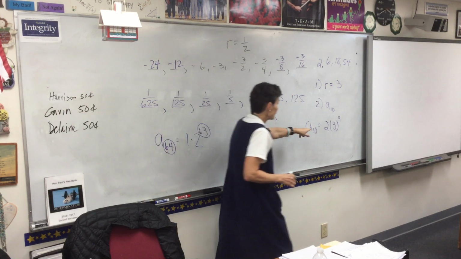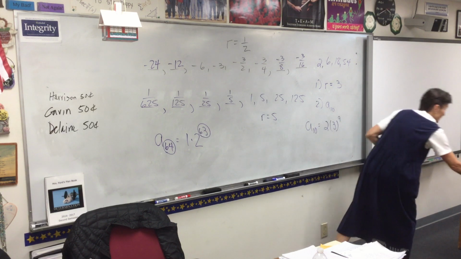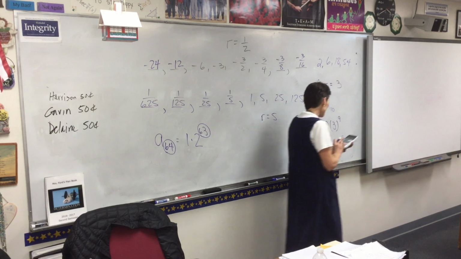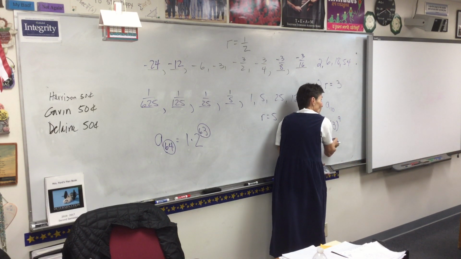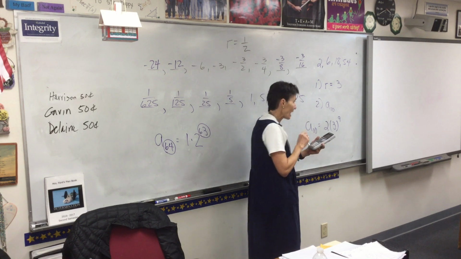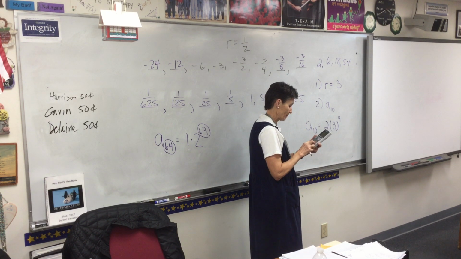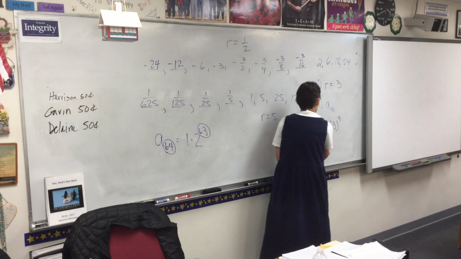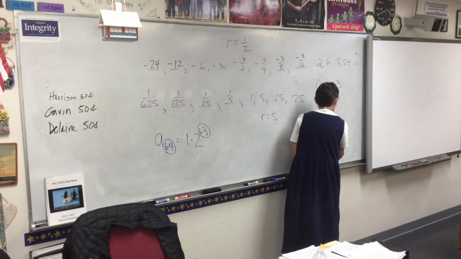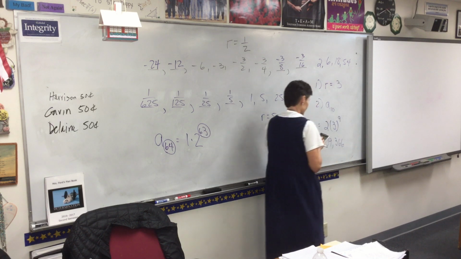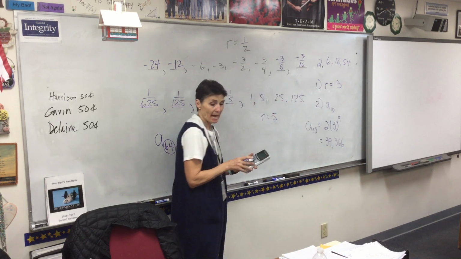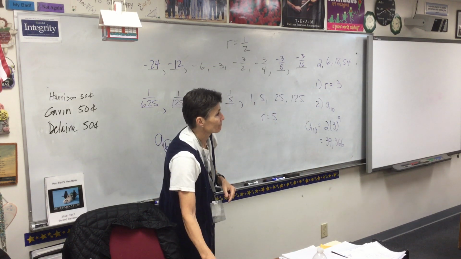Now, I want you to type, those of you that have calculators, I want you to type this in. And if you type it in exactly the way I wrote it, you will get the right answer, which is 39,366. So if you're not getting that, you're not typing it in right.